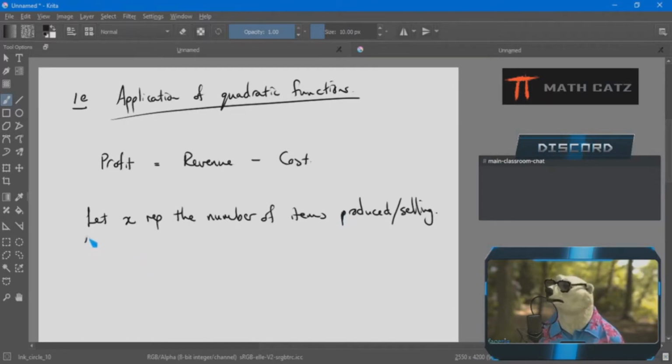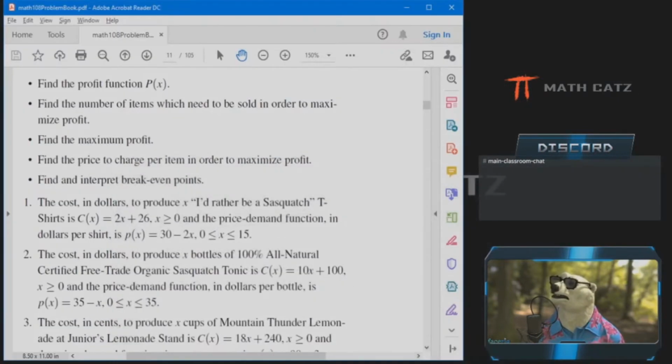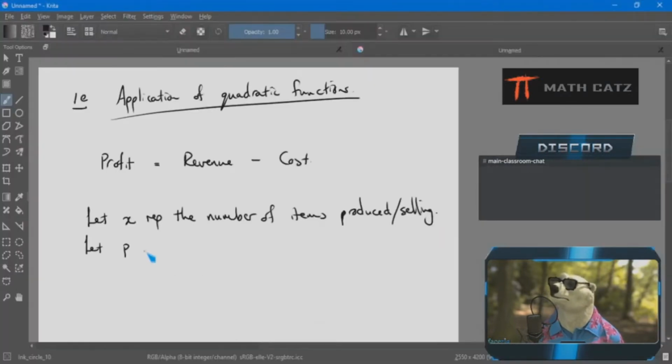Then I also have the price, right? Now they've defined some things for me here. I'll just define the price, which is actually a function of how many I produce, but P is going to represent the price per item. Okay, so let's look at the cost first.